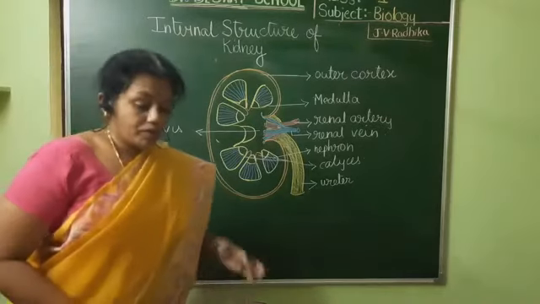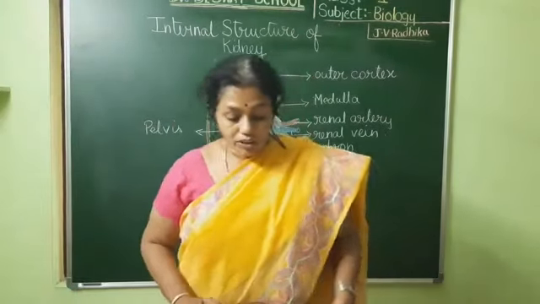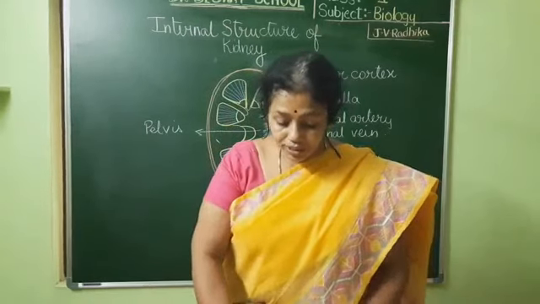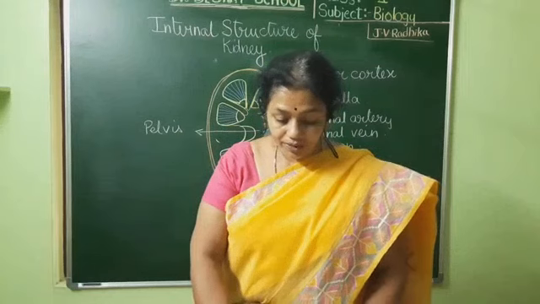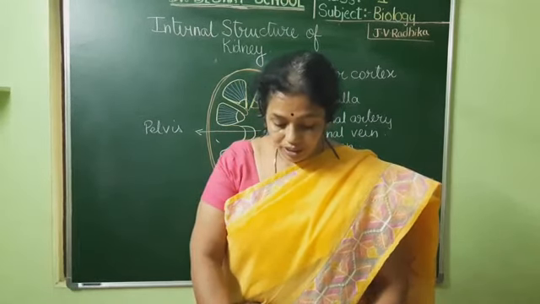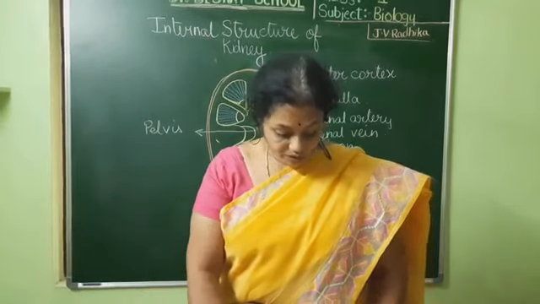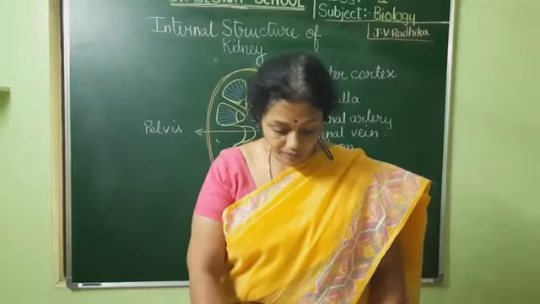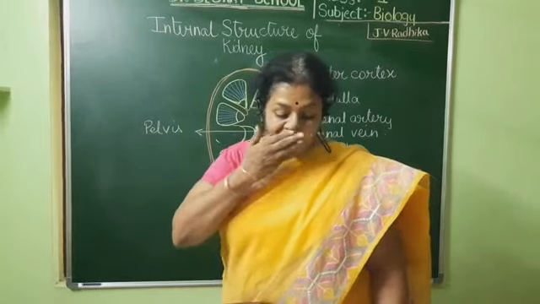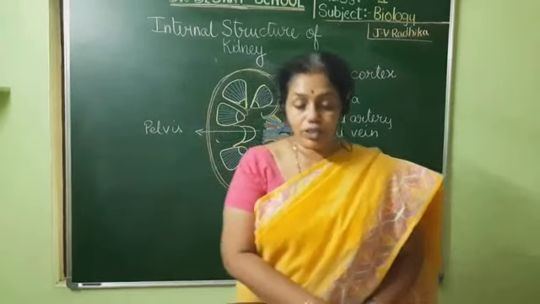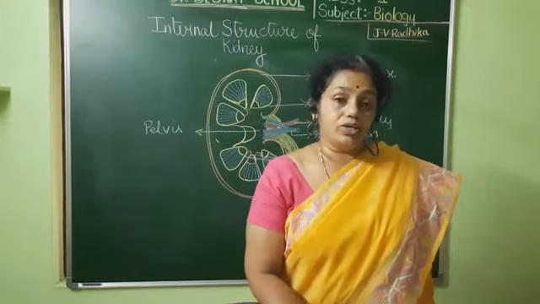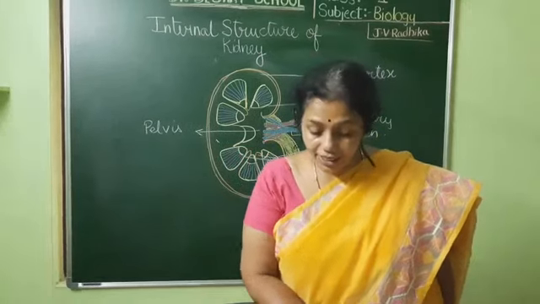So I have explained about the nephron, isn't it? This nephron, as I said, is the unit. First I shall explain about the different parts. Before that, just go into the textbook. You can see the structure of the nephron. As I told, it is made up of the Malpighian body and the Malpighian tubule, or renal tubule.